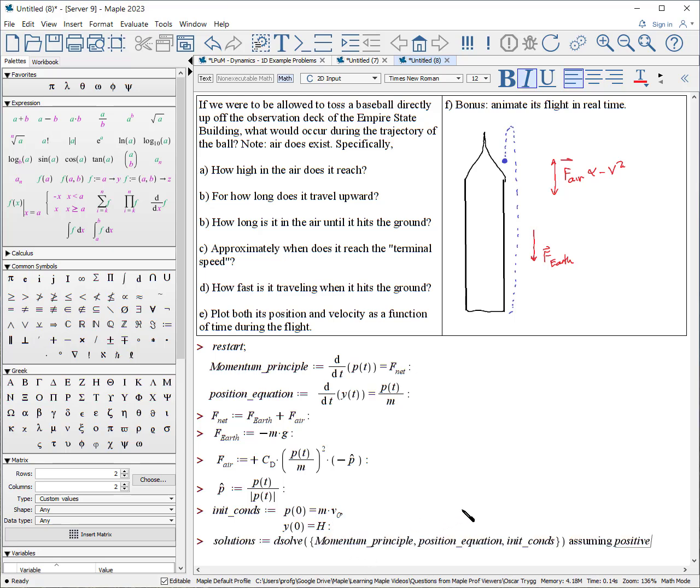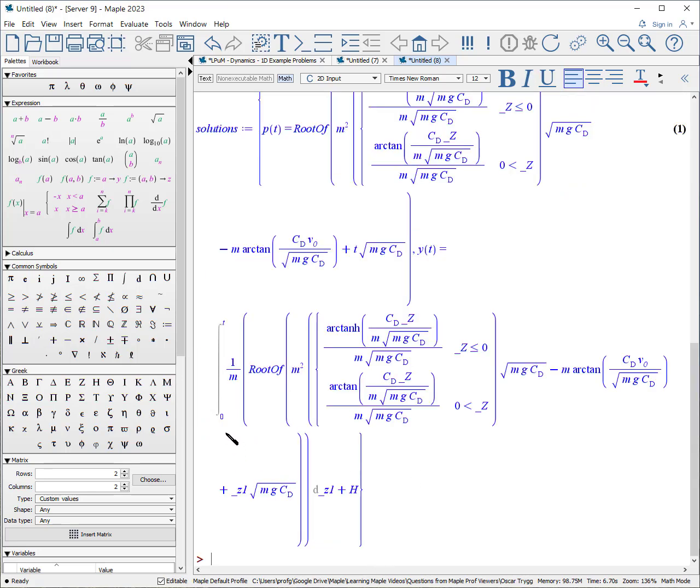Can Maple find a closed form solution to the position as a function of time and the momentum as a function of time, given these two equations and the initial conditions? And the answer is it's not a smooth situation and it involves an integral. Hence, it is best to try to solve this problem numerically.